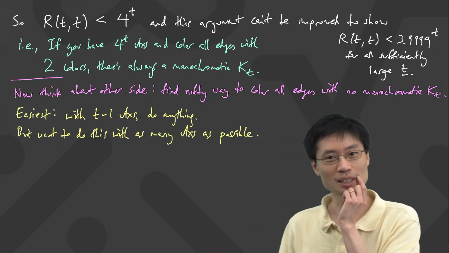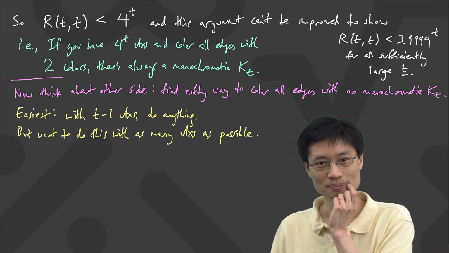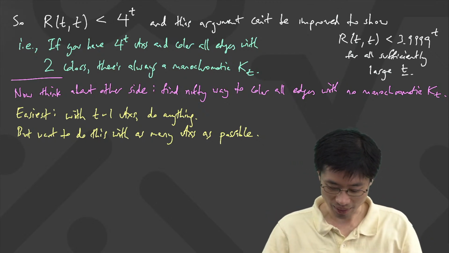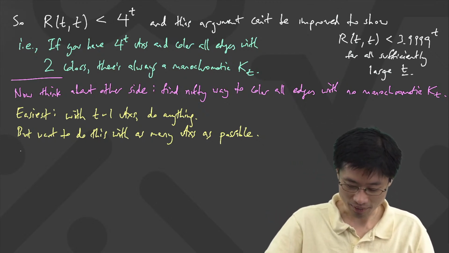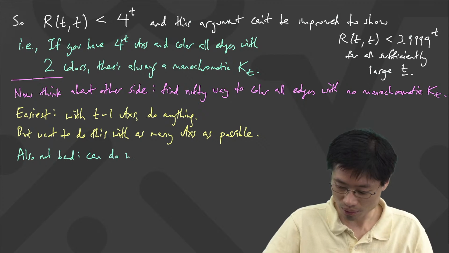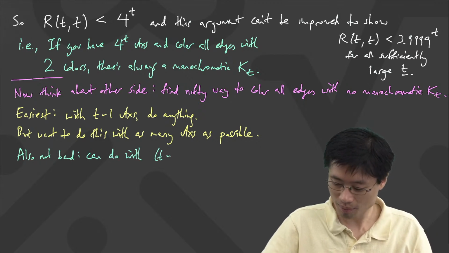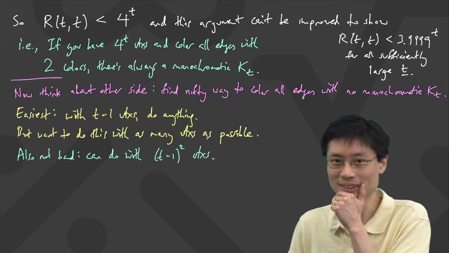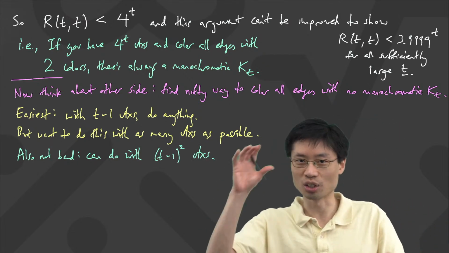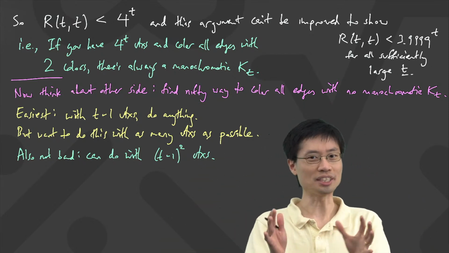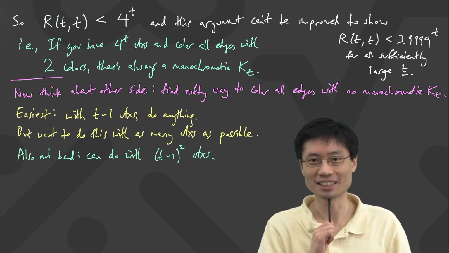Can anyone come up with something a bit more sophisticated than t minus 1? I claim there's a way to do it with t minus 1, the whole thing squared. That was a hint. Also, not bad, can do with (t minus 1) squared vertices. That was a hint. Can anyone think of a way to do this? All you have to do is say, look, put the vertices like so, color like this, and we'll just see that there's no monochromatic K_t. Braden.